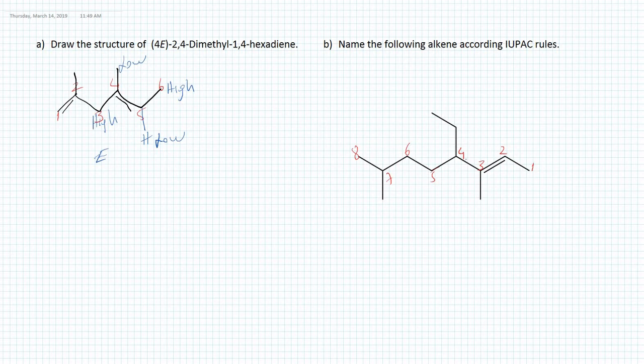8 is the longest chain, so this is going to be an octane. And since we have a double bond, it has to be an octene. The double bond starts at the second position, so it has to be 2-octene, and we have two substituents. Let's look at 4 and at 7. At 4, let's circle it. This is the substituent, and this is an ethyl substituent. And at 7, here we have just one carbon, which is a methyl substituent.